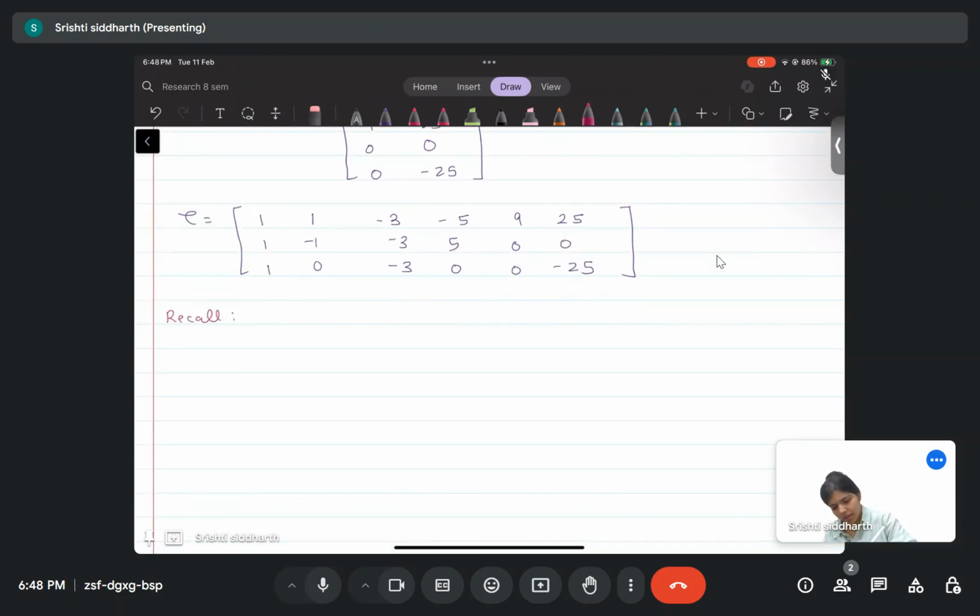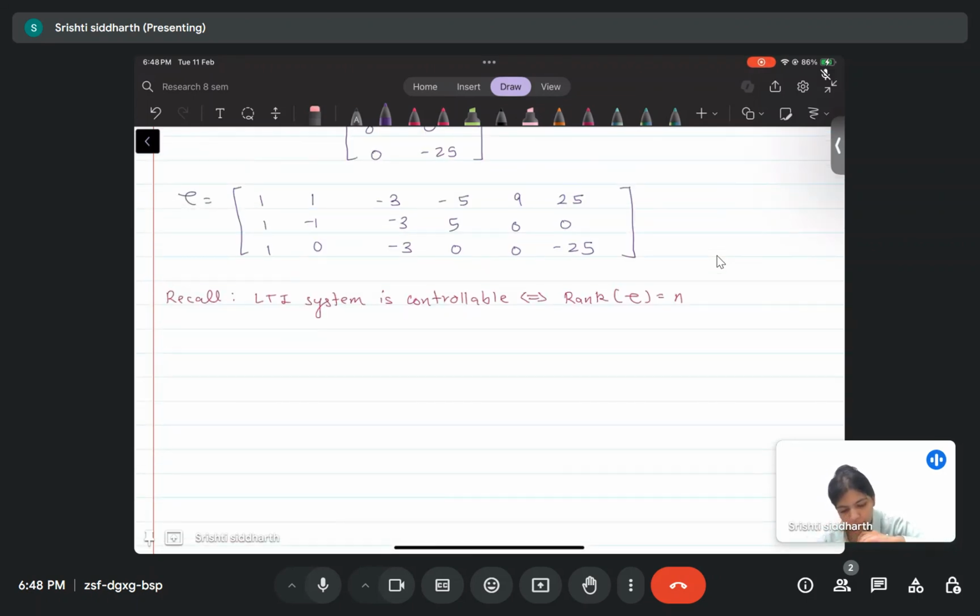So recall that the entire system is controllable if and only if the rank of the controllability matrix is n. If the controllability matrix was a square matrix, we could easily compute the determinant and then determine its rank. But this is not a square matrix, so we'll have to find out if the 3 rows or any of the 3 columns are linearly independent or not.